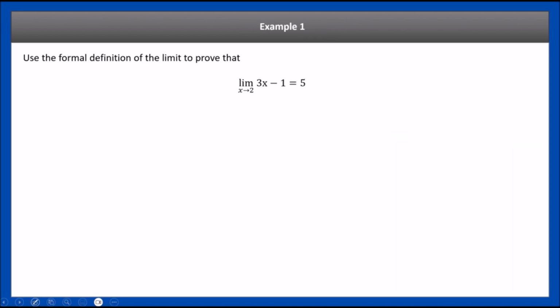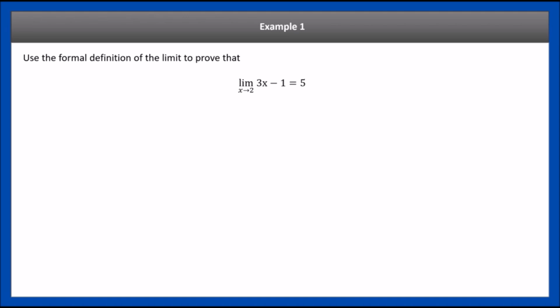All right, so let's look at example 1. Use the formal definition of the limit to prove that the limit of 3x minus 1 as x approaches 2 is equal to 5. When we start this proof, the structure is generally the same for starting it and ending it. This is how I'm always going to start the proof.